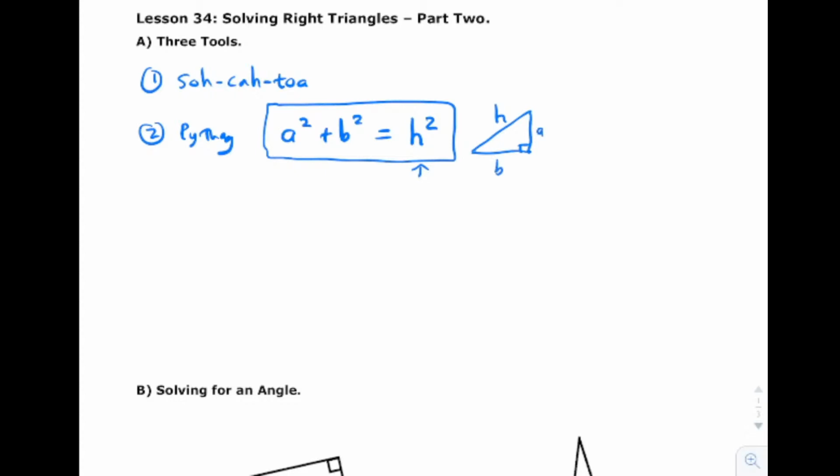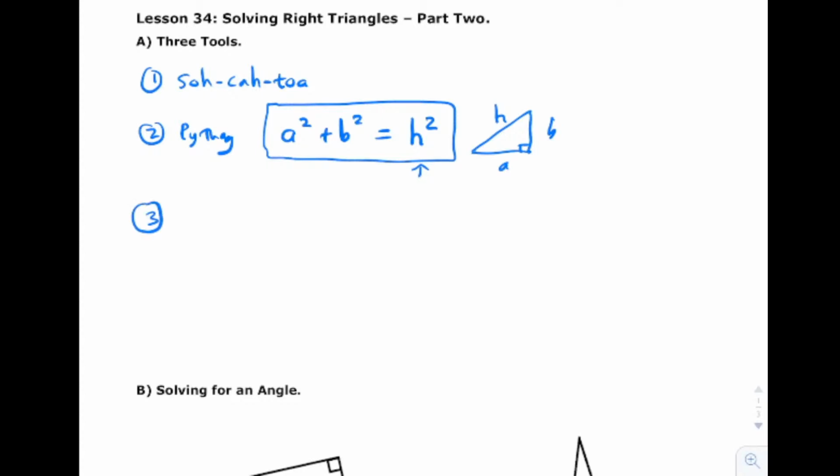Now the a and the b, it doesn't matter which way you label those. You can put the a, the b there, or the b, the a the other way around. Doesn't matter. They're the legs, the 2 smaller sides. The h is the hypotenuse, and the h has to go on the right of that formula. That's the big thing.